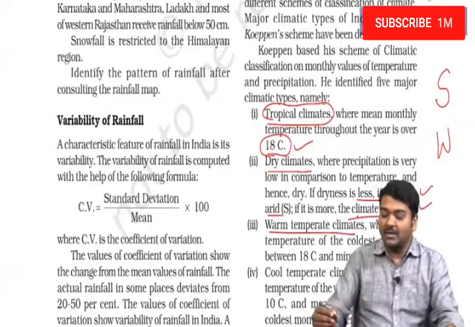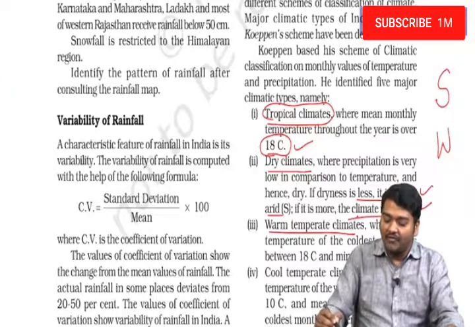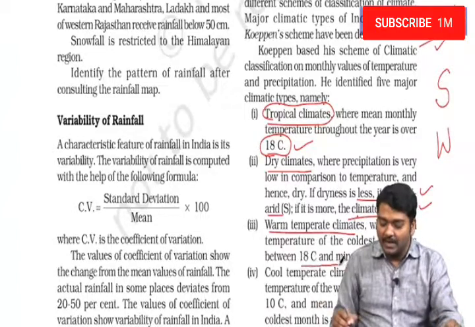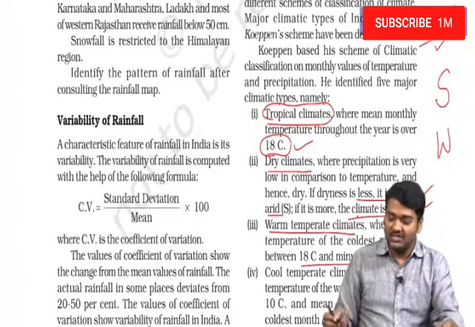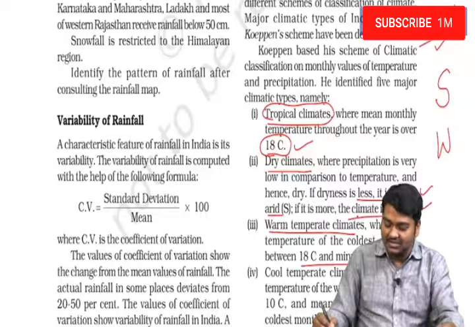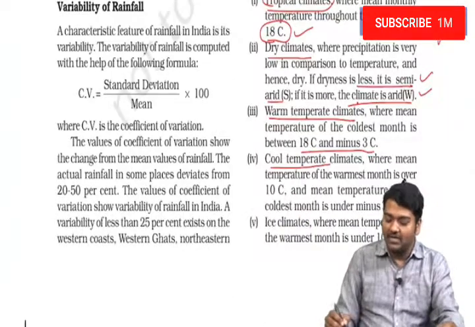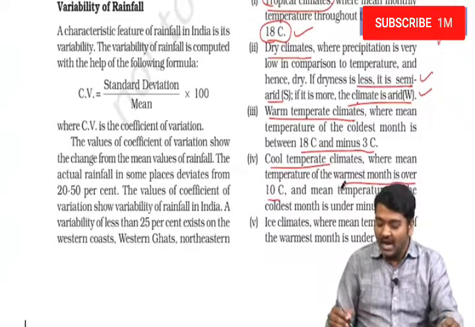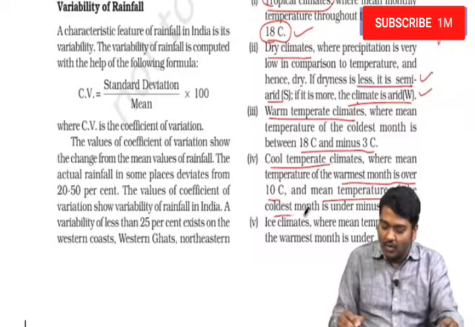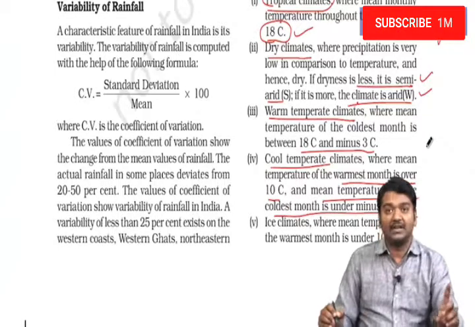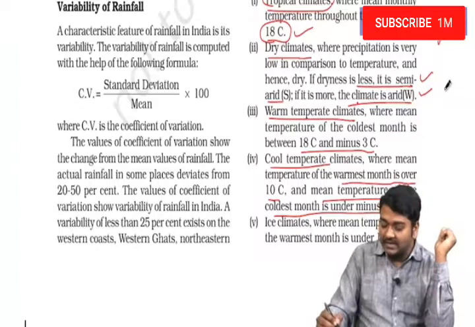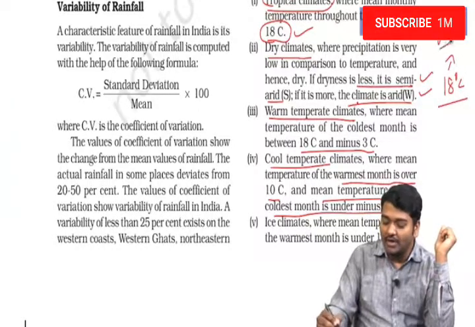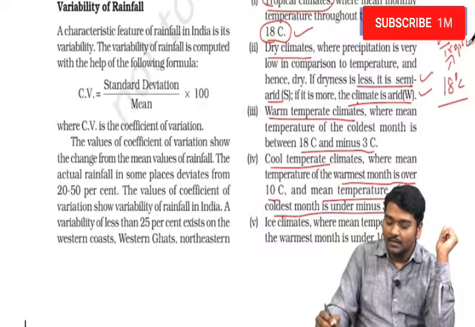Warm temperate region, where the temperature of the coldest month will be between 18 degrees Celsius and minus 3 degrees Celsius. Whereas cool temperate, the warmest month is over 10 degrees Celsius and the mean temperature of the coldest month is under minus 3 degrees Celsius. See guys, if it is above 18 degrees throughout, you call it tropical, correct?